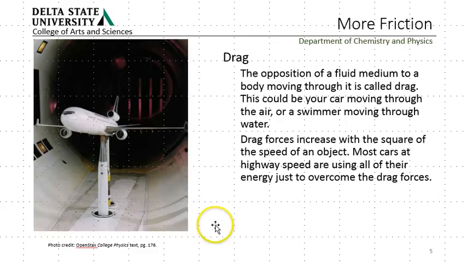So when you double the velocity of your car going down the highway, the drag force, the amount of force you have to overcome just to keep moving, goes up by a factor of 4, right? So your fuel efficiency isn't great when you're going fast. Your fuel efficiency is better when you're going slow because you're not having to work as hard to push yourself through the air.